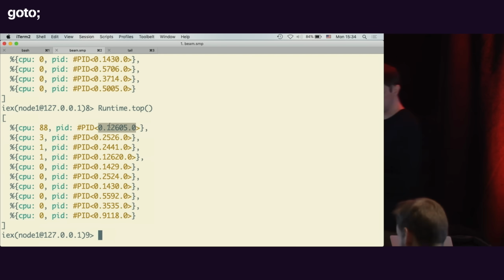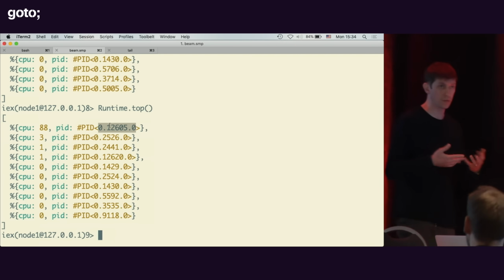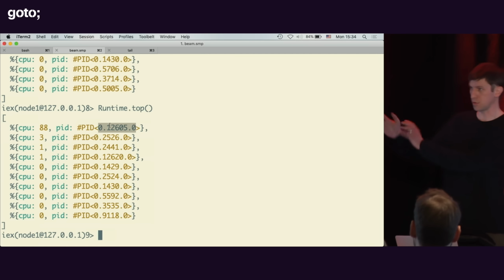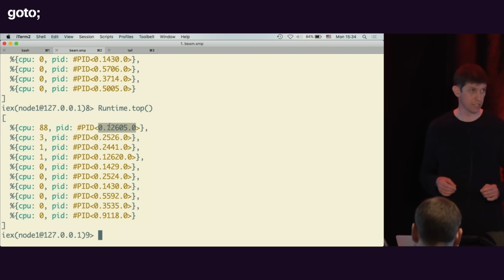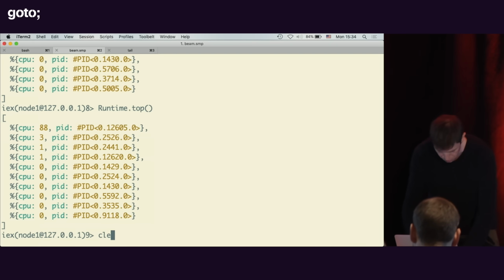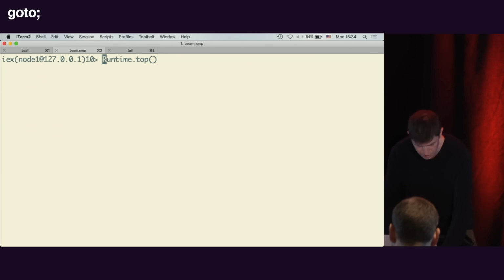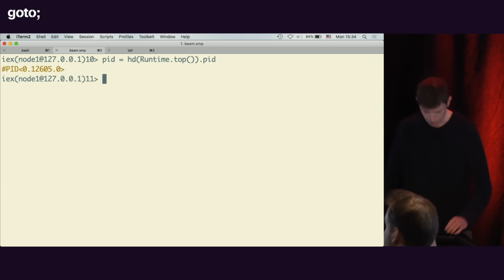Right, and within a matter of a few seconds, I was able to quickly sift through all these tens of thousands of things running around the system and find the problematic piece. And now we're going to drill into that problematic piece. So I'm going to run this runtime top one more time, take the head of it, the top busiest process, take its PID property and take it into a PID variable. And there we have it.